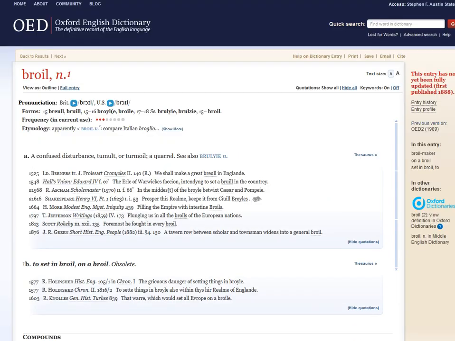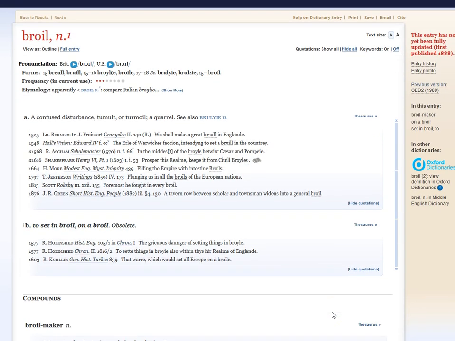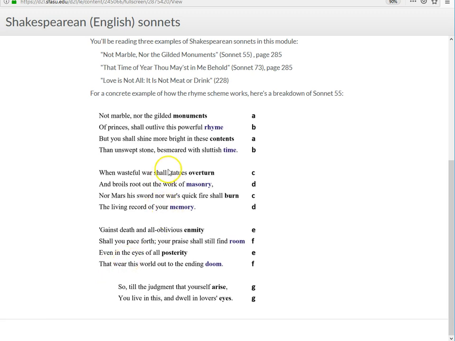Broils. Well, let's look back here. A confused disturbance, tumult, or turmoil, a quarrel. So, which is, by the way, a word that Shakespeare uses a lot, and that we don't use at all anymore. So again, we have to look that up. So it's going to be like fights and quarrels. And in fights and quarrels, one of the things that happens is that the victorious side knocks over statues of the people who lost. Likewise, nor Mars his sword.